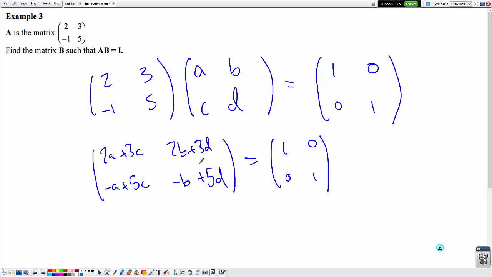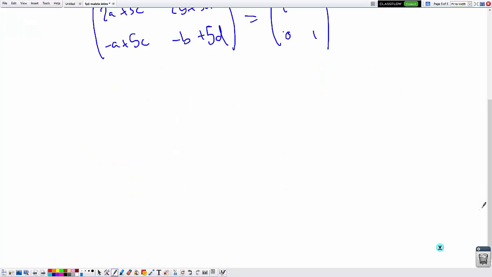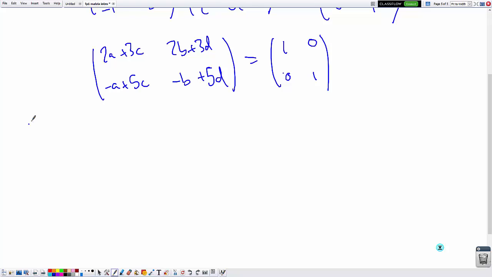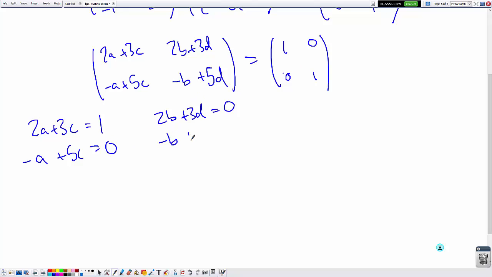This has to be equal to 0. This has to be equal to 0. This has to be equal to 1. So let's write that down. I know 2A plus 3C is equal to 1. I know 2B plus 3D is equal to 0. I know minus A plus 5C is equal to 0. And I know minus B plus 5D is equal to 1.